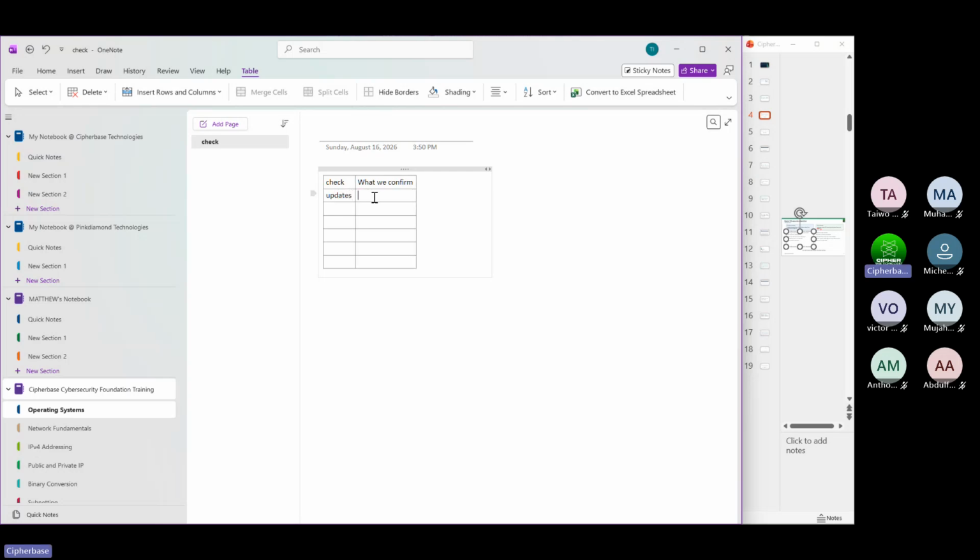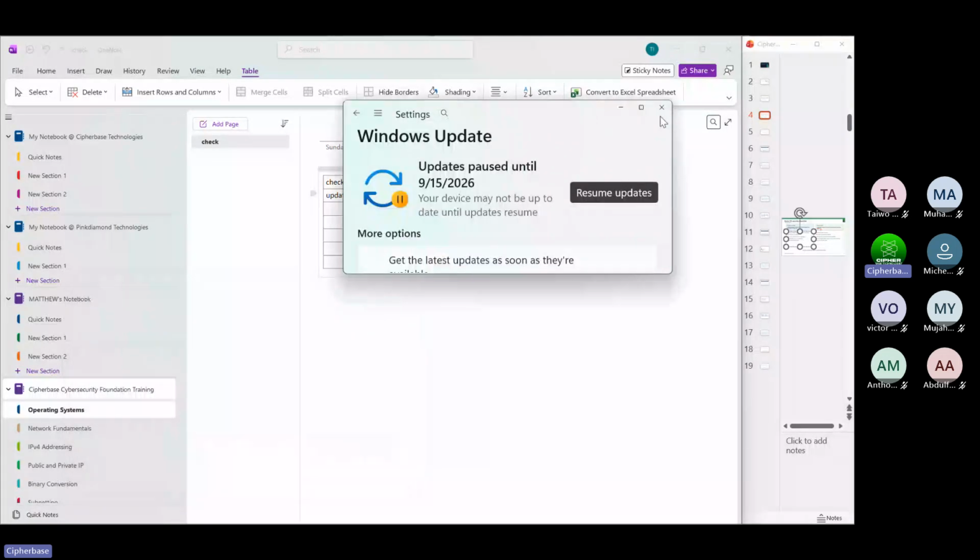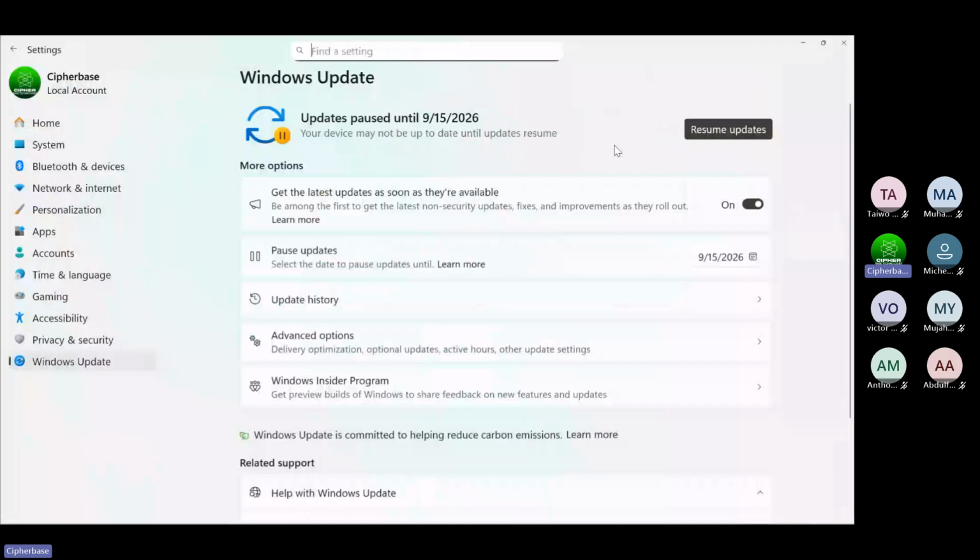Under this update, what are the things that we need to confirm? We need to confirm the security patches. Patches are just like updating your computer. If you want to update your computer, you just need to search your system for Windows update settings. Here is mine. This is mine when I search for Windows update settings.